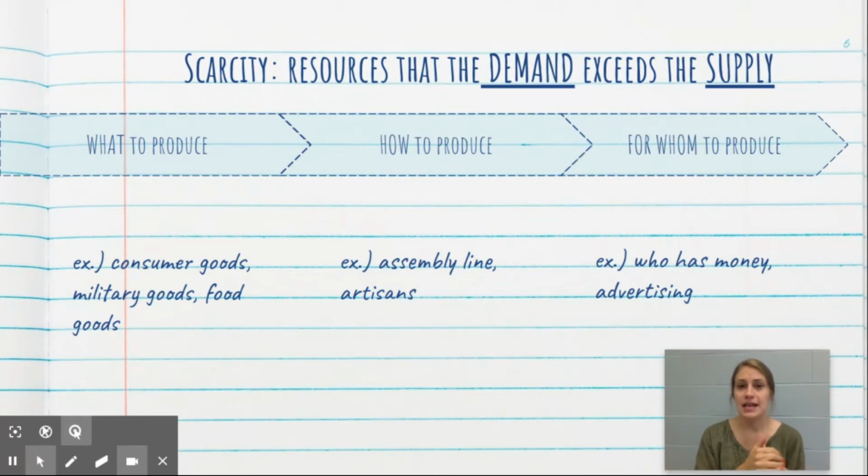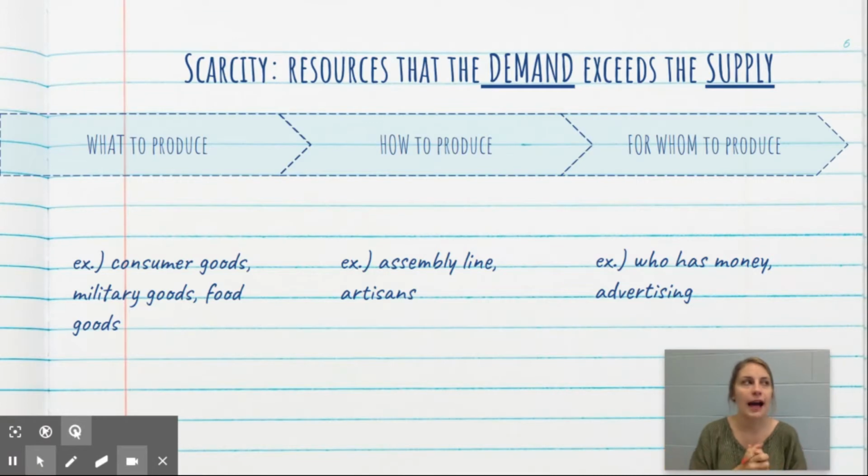So scarcity helps us make these decisions and helps us make these choices because we have to decide who we're producing for, how we're producing it, and how much are we going to produce of a certain resource when we have an unlimited want but a limited supply.